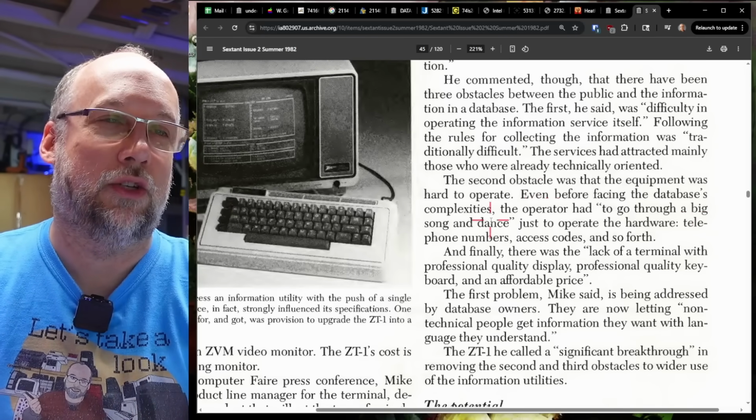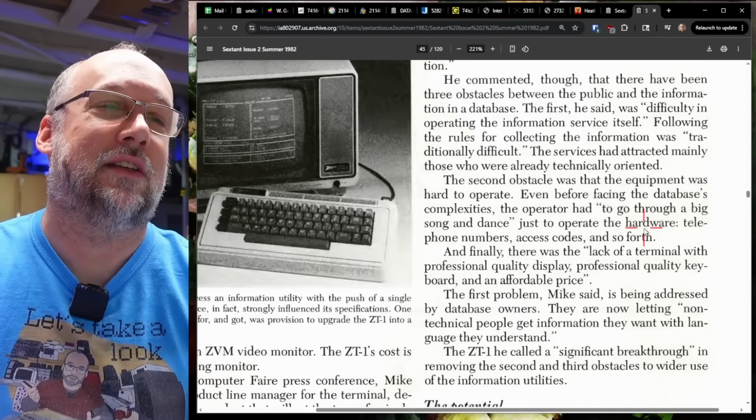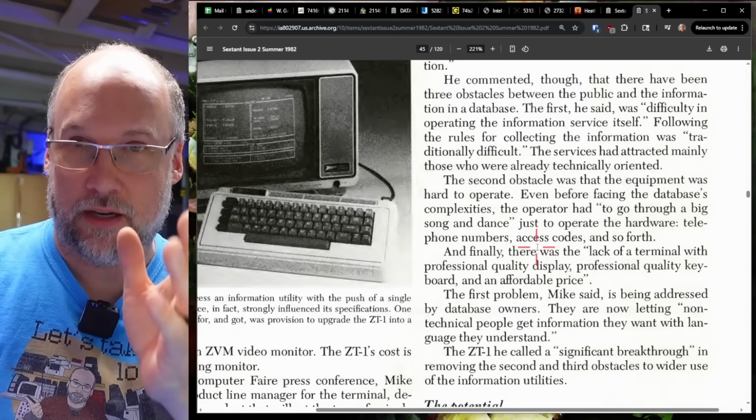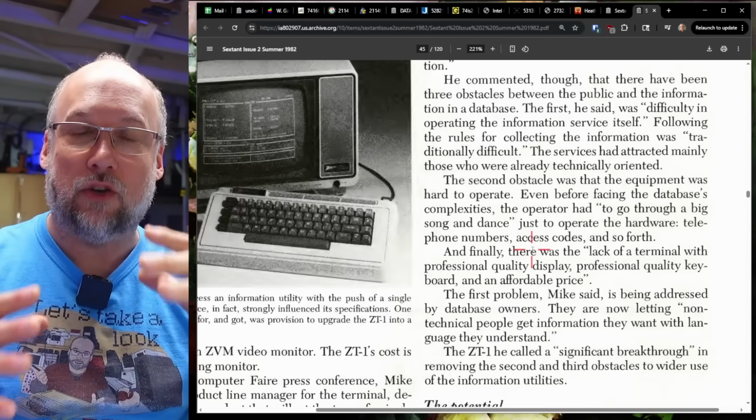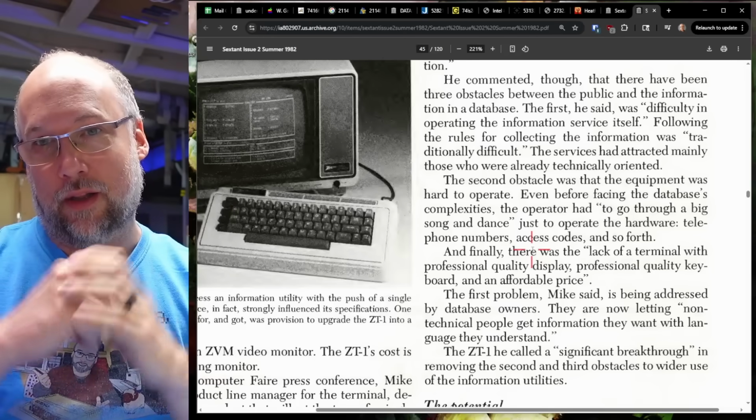One of the big ones, which I was just talking about, was that users had to go through a big song and dance just to access these online resources. And then the next problem was the lack of a display terminal to be hooked up to your modem that offered high quality keyboard and high quality display.